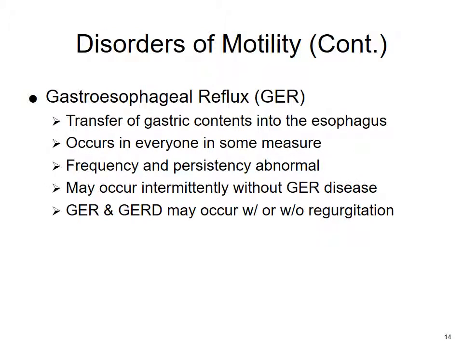Gastroesophageal reflux, common in children. This is a transfer of the gastric contents into the esophagus, and it occurs in everyone in some measure. What makes it abnormal here is the frequency and persistency with which this is happening. This can occur intermittently without actually being called gastroesophageal reflux disease, and this can occur with or without regurgitation of food contents.